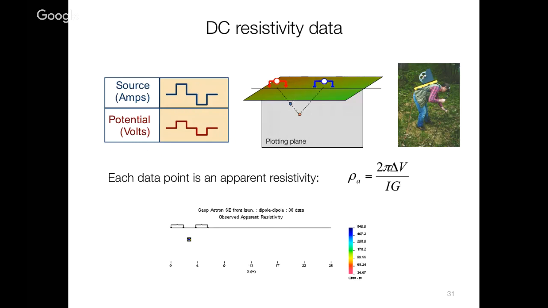If I move this electrode out, that sort of makes sense, right? I'm farther apart, so somehow I'm looking deeper. So I'm going to plot this point a little deeper. That's a way of plotting those data, and then I can move everything over and do that same thing.